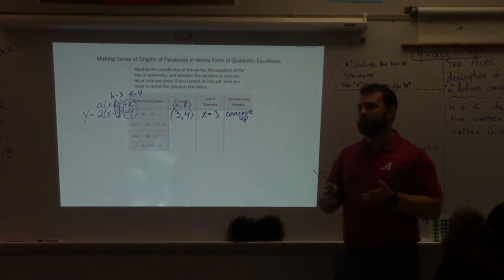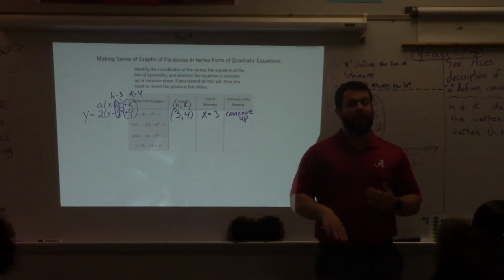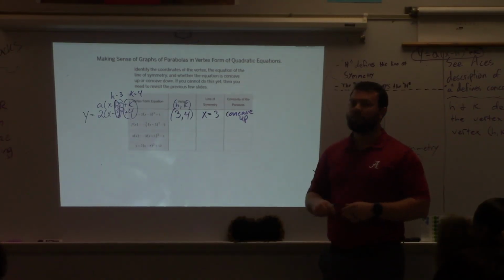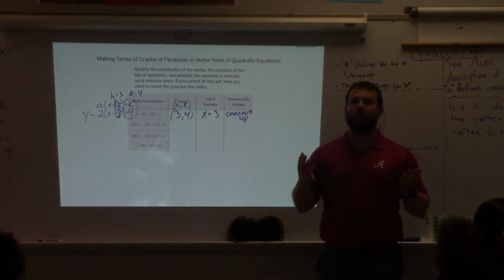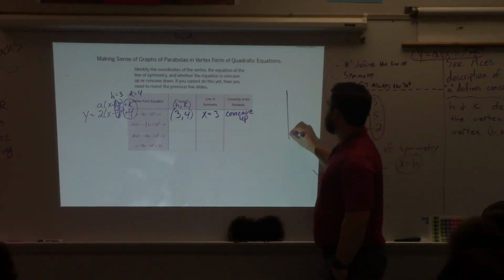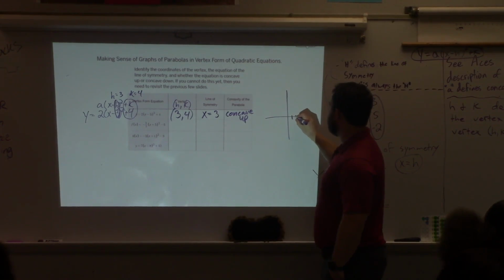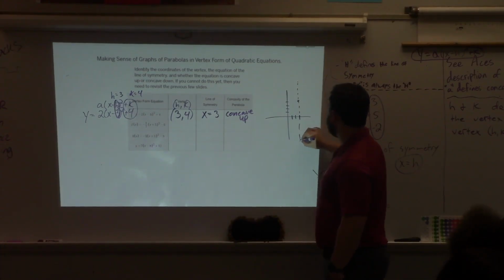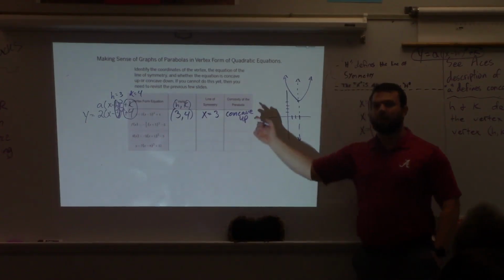Here's what I want you to understand and hear me clearly on. On your test and on your demonstrated understanding, I'm going to give you a vertex form of the equation and ask you to graph it by hand without a calculator. It doesn't have to be a perfect graph, but it needs to have the correct vertex, the line of symmetry, and be concave up. That's not a perfect graph, but it's at least got all those features.